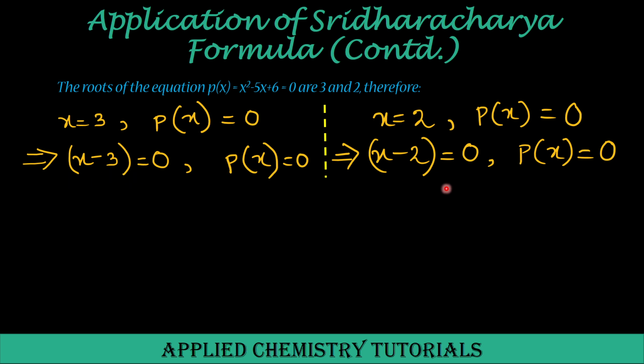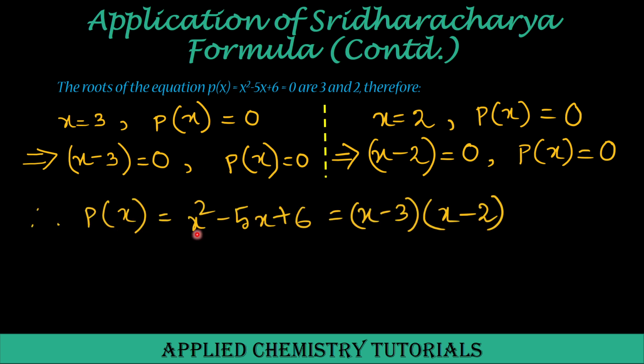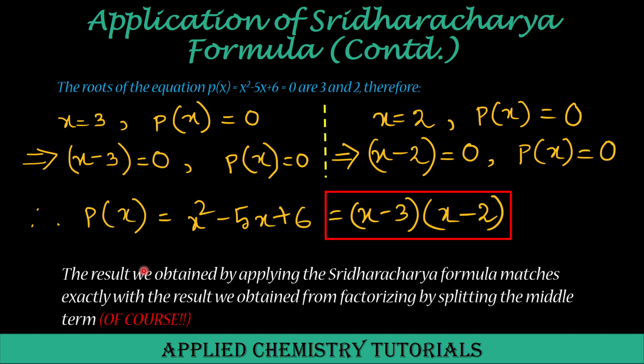So definitely we can see these are the two factors of the given trinomial. So we can say that p(x) = x² - 5x + 6, which equals (x - 3) multiplied by (x - 2). Now the results we obtained by applying the Sridharacharya formula match exactly with the result we obtained from factorizing by splitting the middle term.